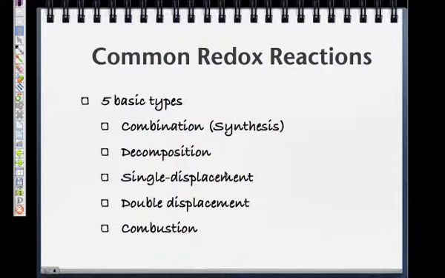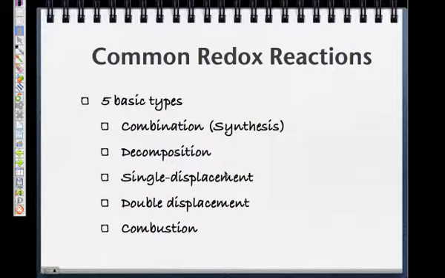So there's 5 different common redox reactions, and we'll go through examples of each of them. Combination or synthesis, decomposition. Well, what do you think happens in a combination or synthesis reaction? Something's made. Two elements combine to form one thing. What about decomposition? One thing splits into 2 or more things.